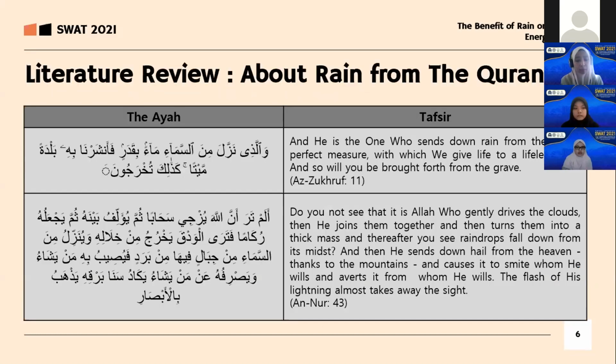For the literature review from the Quranic view, we have two ayah. One is from Surah Az-Zukhruf, ayah number 11. Allah subhanahu wa ta'ala said: Bismillahir Rahmanir Rahim, walladhi nazzala minas-sama'i ma'an biqadarin fa-ansharna bihi baldatan maytan kadhalika tukhrajun. Allah is the one who sent down the rain from the sky in a perfect measure, with which He gives life to lifeless, dead land.